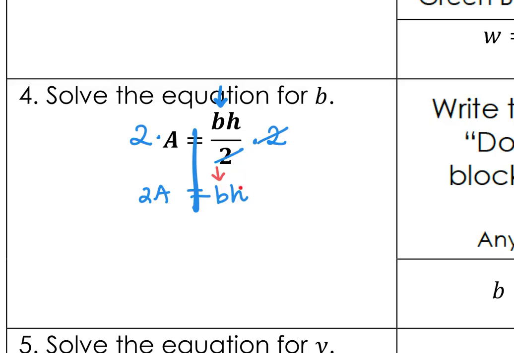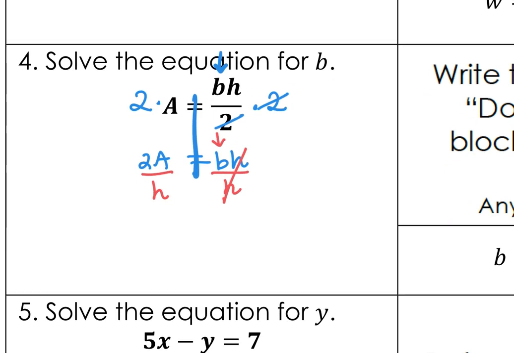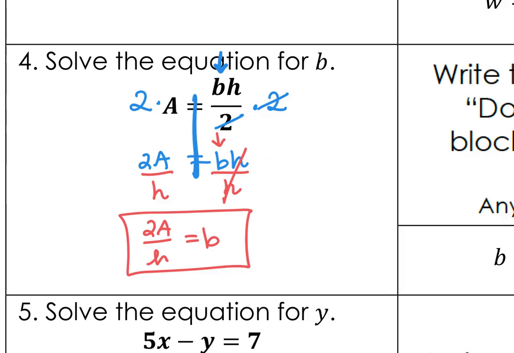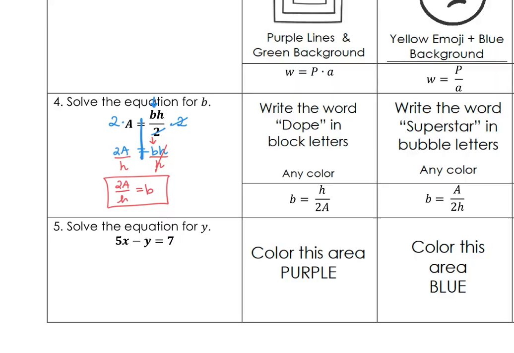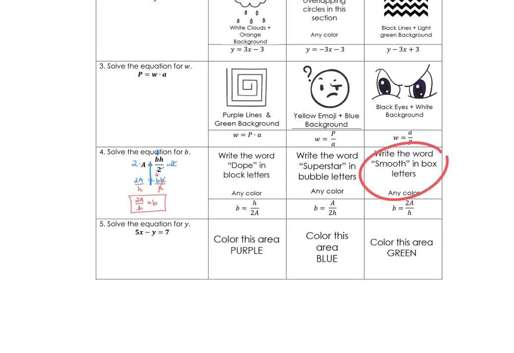Now the only other letter over here is the H that B is being multiplied by. Remember, when it's glued, it's multiplication. So if B is being multiplied by H, then I'm going to divide by H. I can't actually divide either of these things by the variable, so I just leave it. 2A divided by H is equal to B. And so that is also over here.